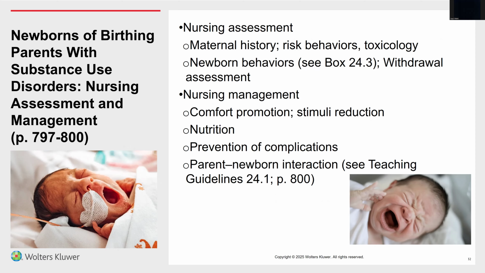These babies, because of their hypertonicity and their excessive crying, and of course the GI dysfunction, they are very prone to getting excoriation of their skin, like around their chin, their elbows, their knees, and in the diaper area. And then monitor parent and newborn interactions. So you need to see Teaching Guidelines 24.1 on page 800 in your book.